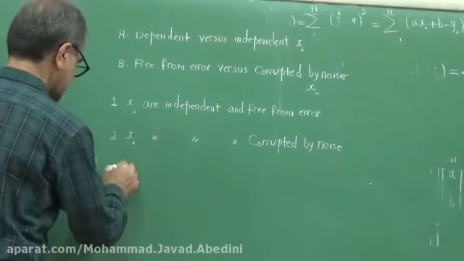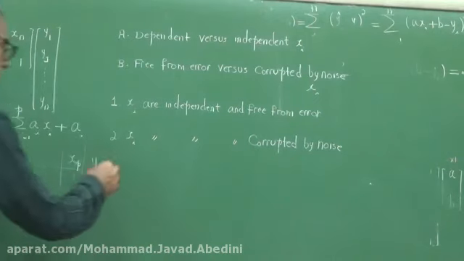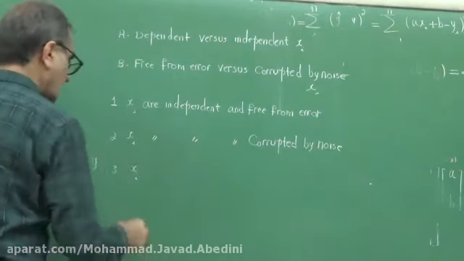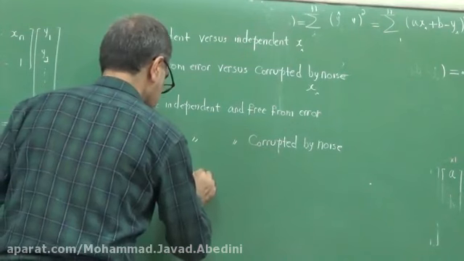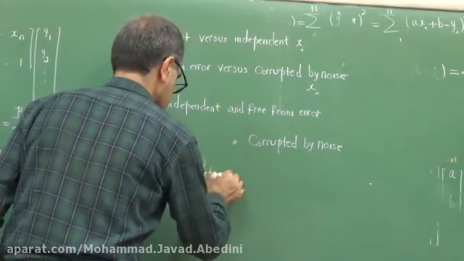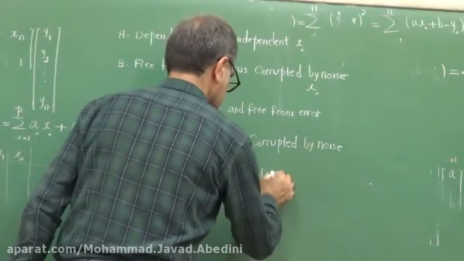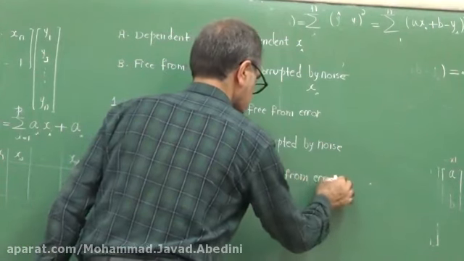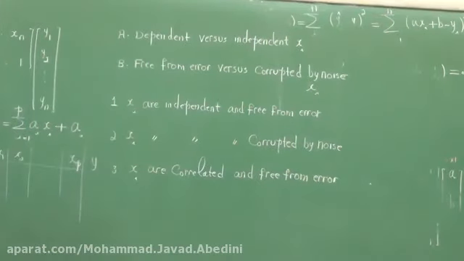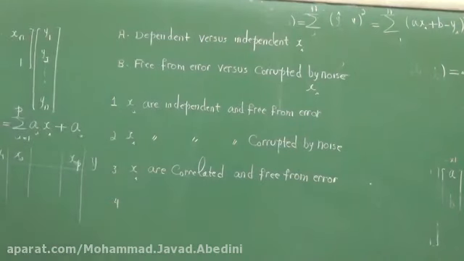گزینه 3: Xi are correlated and free from error. متعالی ترین گزینه: Xi are correlated and corrupted by noise.